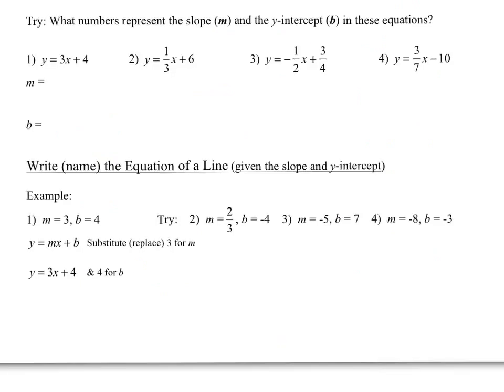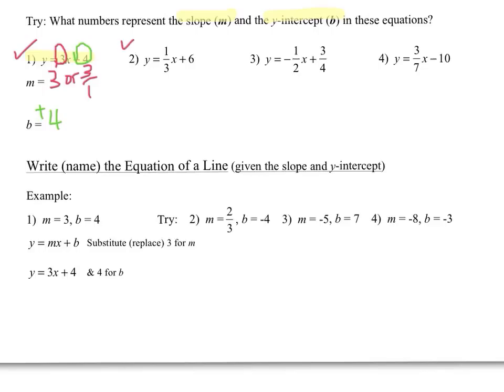Our first task is to try to find out what numbers represent the slope, which is m, and the y-intercept, b, in these equations. In our first example, y equals 3x plus 4. The m, or slope, is represented by a 3. It could also be called 3/1. The y-intercept will be a 4 in this case, or a plus 4. I would like you to try the rest, and then we'll check.